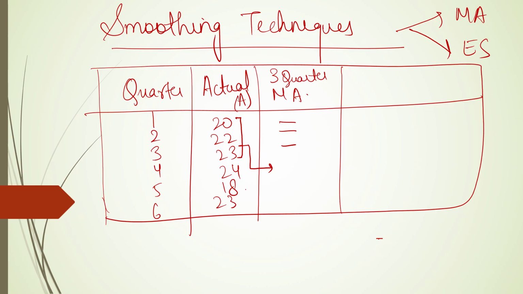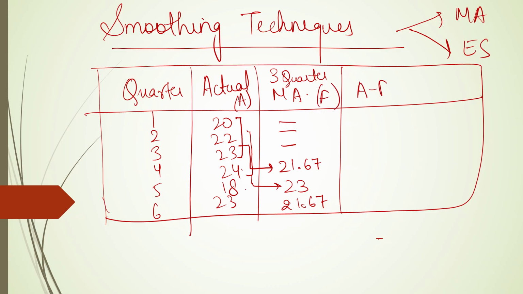So 20, 22, and 24 will be 21.67. Then after that, take the average of 22, 23, 24 and place it in the next one. So 23. Then after that we have 24, 18 and 23, which we get as 21.67. This will be your F.